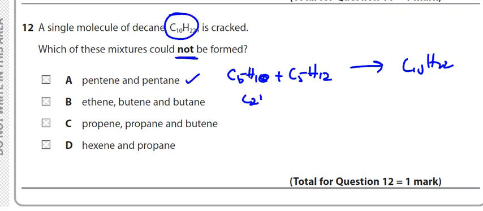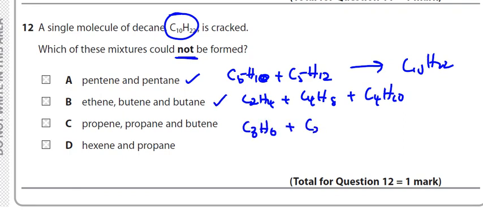Ethane C2H6, ethene C2H4, butene C4H8, and butane C4H10. Let's add all and see whether you're getting C10H22. This is 4 plus 4, 8, plus 2, 10, and the hydrogens add up to 22, so this is also correct. And you get propene C3H6, propane C3H8, and butene C4H8. So this is C10, and you got 20. 8 plus 6 is 14, plus 6 is 20. So this is not possible.